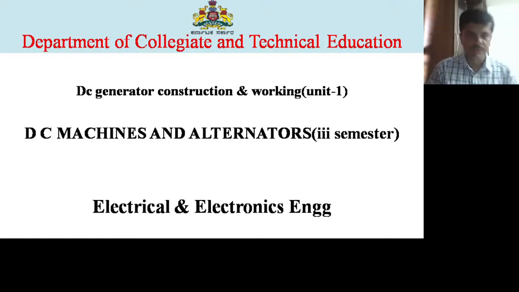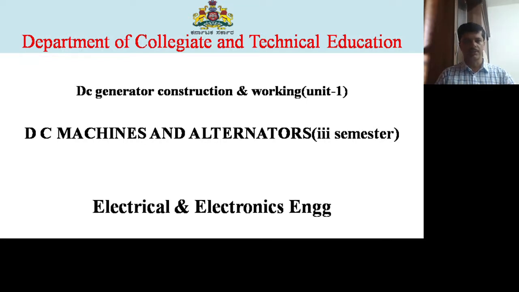Good morning, student friends. In the last class, we learned about the basic function of a DC generator, the working principle of a DC generator, and, by using a simple loop generator, the type of current that will be induced in the armature and how that armature current can be converted into DC with the help of commutator segments.